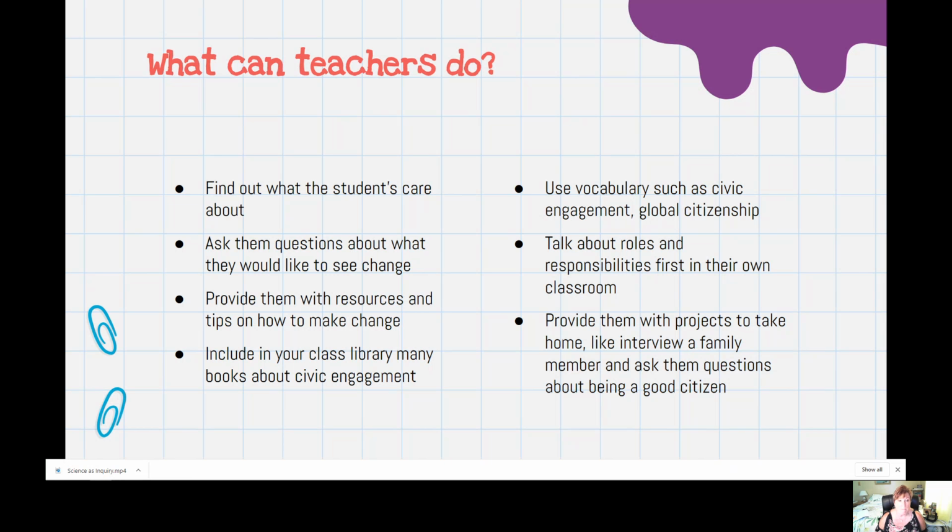Include in your class library many books about civic engagement. Use vocabulary such as civic engagement, global citizenship, global citizens. Talk about roles and responsibilities first in their own classroom, in their homes, then in their communities, in their states, in the country, in the world. Provide them with projects to take home, like interview a family member and ask the family member questions about what it looks like to be a good citizen.